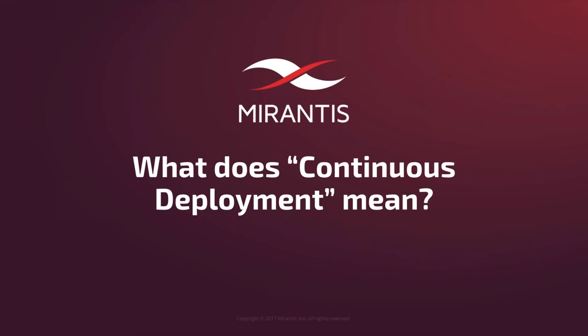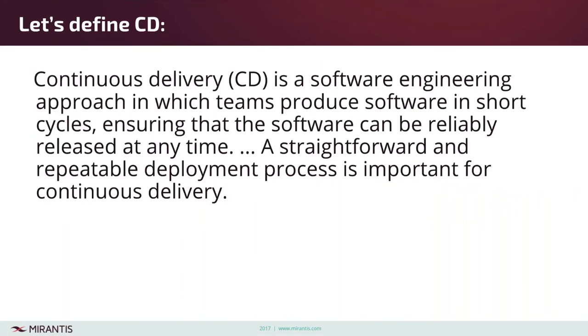So what does continuous deployment mean? In short, continuous delivery, which is a moniker around both continuous integration and deployment, is a software engineering approach where teams are producing software in much shorter cycles, and that helps to actually ensure that the software can be reliably released at any given time. But it's important that that's actually a reality. Producing software in short cycles isn't necessarily enough to ensure that you can deploy it or release it reliably. There's a bit more of a process behind that. And that's what the second sentence is alluding to, that there needs to be a straightforward and repeatable deployment process in order for continuous delivery to be reality.